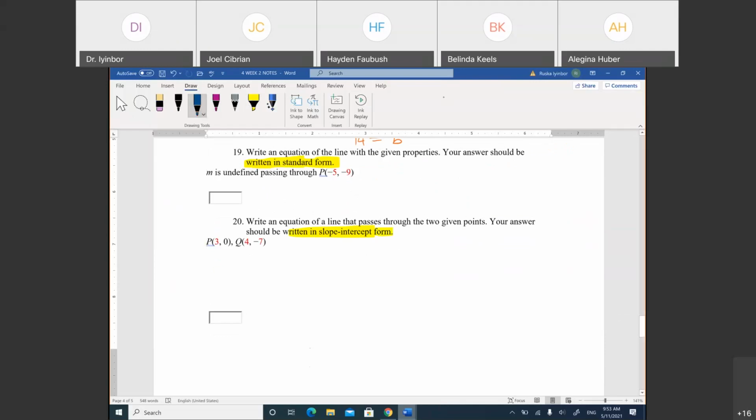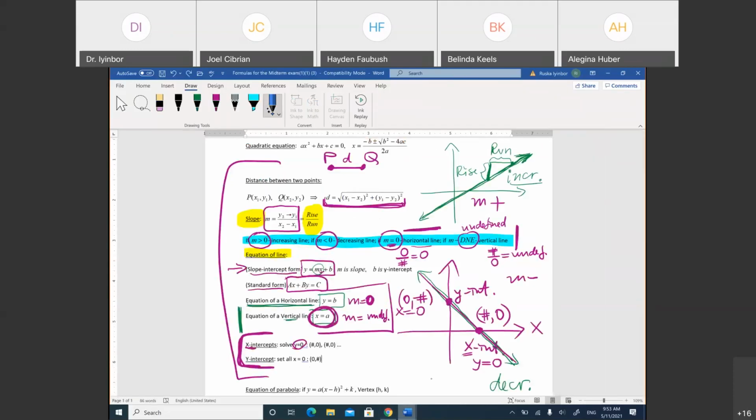Number 19, they give me the slope is undefined. What does that mean? Let's look at the formula sheet. Do you remember if it's undefined, what type of line it is? Vertical line. That's right, it's a vertical line, yes. If it's a vertical line, what is the equation for a vertical line? x equals a number. Yes, so the equation is x equals a number.